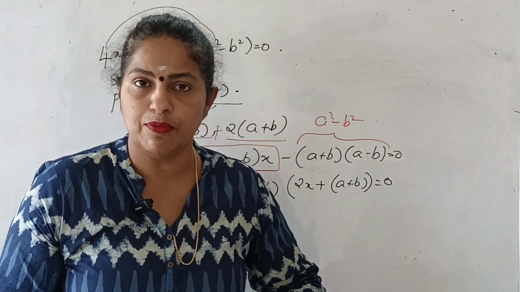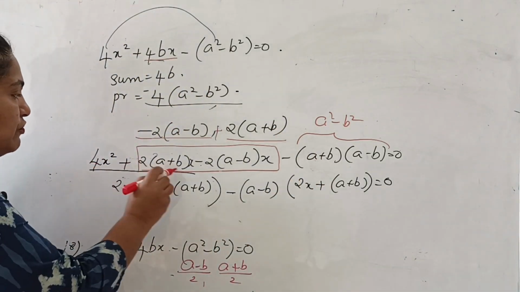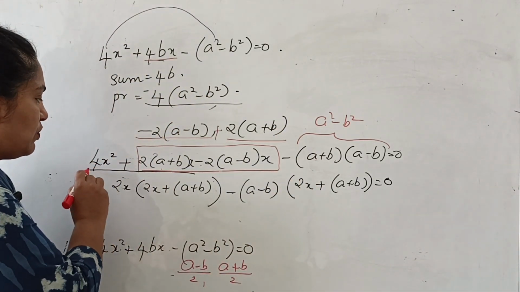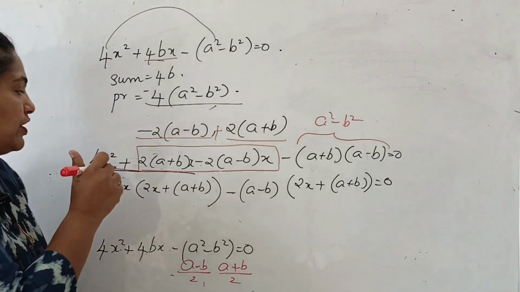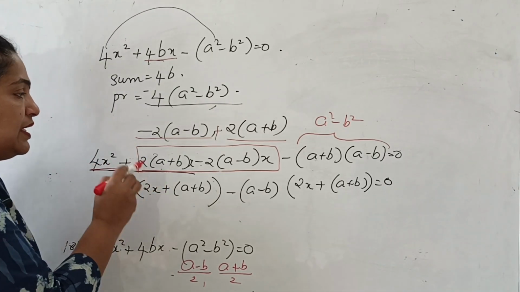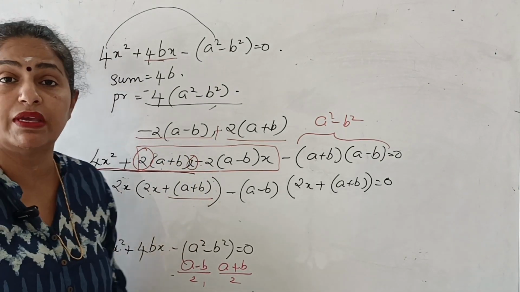Now it is the same procedure. We take out the common factors from the first two terms. So in the first two terms, what is the common factor that I found out? I found out that 2x is a common factor. When I am taking it outside, in the first term 2x is remaining. In the second term 2x is gone. What is remaining? A plus b is remaining.